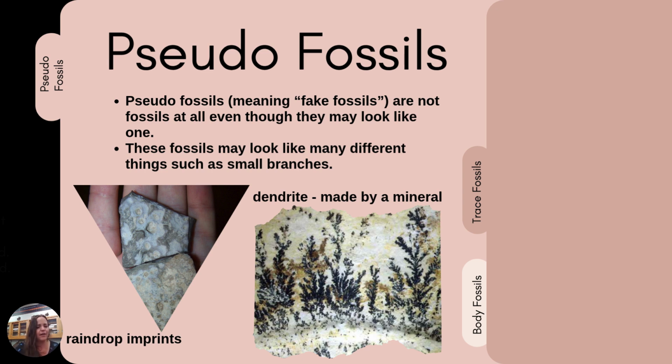We have on the left raindrop imprints. So in mud, when rain hits it, if the rain is harder than the mud, essentially, it might leave an imprint. And then if that rock gets solidified, it could leave basically a hole in the rock. And it looks like a fossil, but it's really a pseudofossil. And then we have dendrites, which are made by minerals specifically. And they also kind of resemble fossils, like maybe they were plant fossils, but they are a mineral deposit. So they are considered pseudofossils.